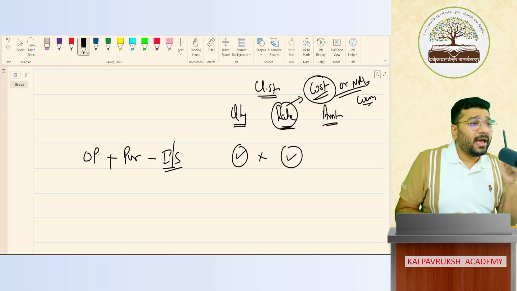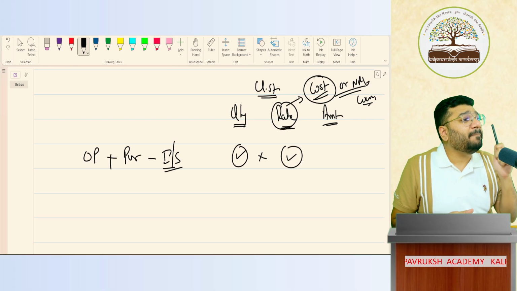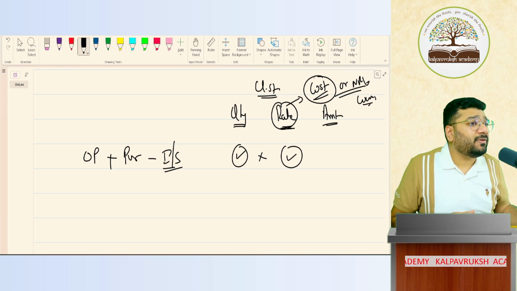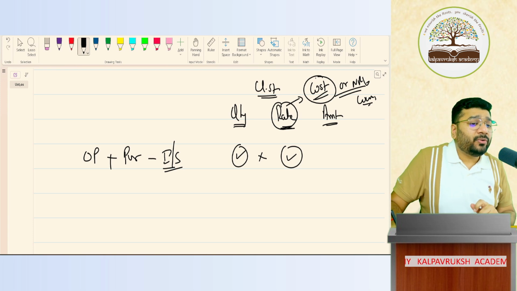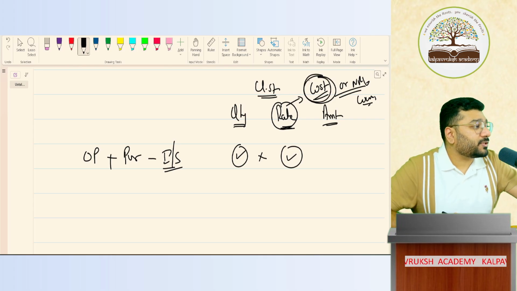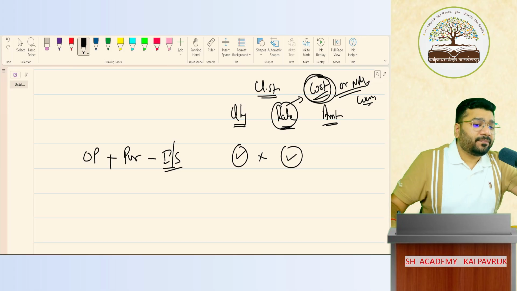Accounting Standard 2 has given altogether a different meaning of cost. So they have given you a formula, let's say, to derive the cost of inventory. Got it? Not got it? So in today's session, I want to make you understand what is the formula to calculate cost.